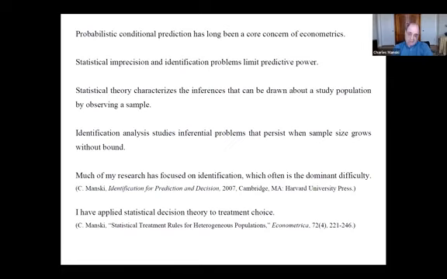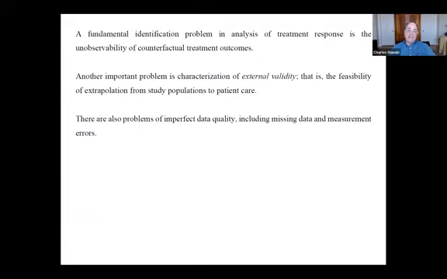So even though I'm mostly focused on identification problems, it's not entirely that. I also do, of course, work on statistical imprecision, but I don't do it in the standard way. What I've been doing for almost 20 years is applying statistical decision theory as my way of dealing with finite sample problems. So I give one reference here to what was my initial big paper in Econometrica back in 2004.